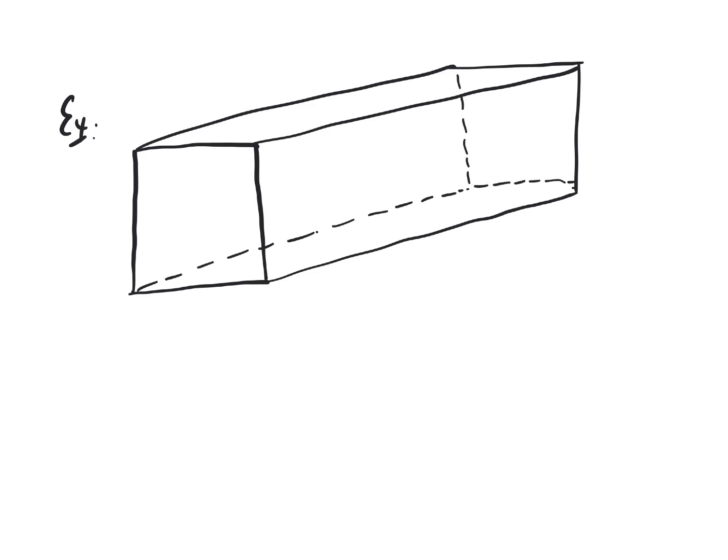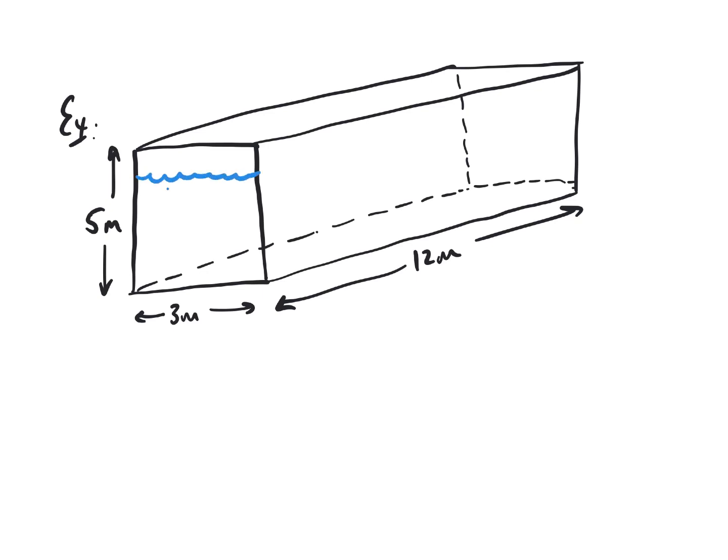All right, so I tried to draw a rectangular tank. I know this one end looks wobbly. Pretend it's a rectangular prism though. And the dimensions for the tank are 5 meters tall, 3 meters in width, 12 meters in length. Okay? And the tank is filled with a liquid 4 meters deep.